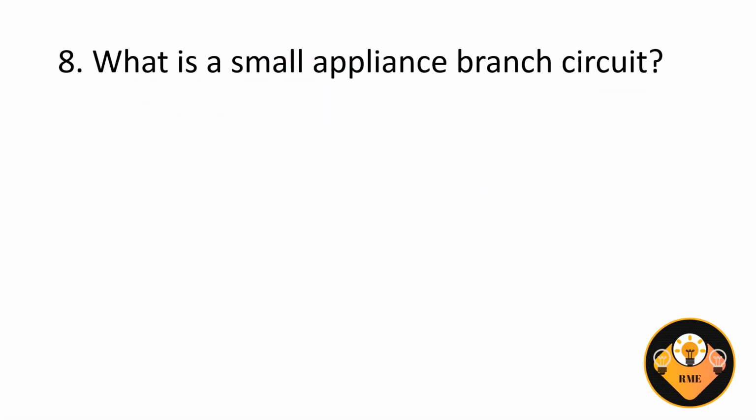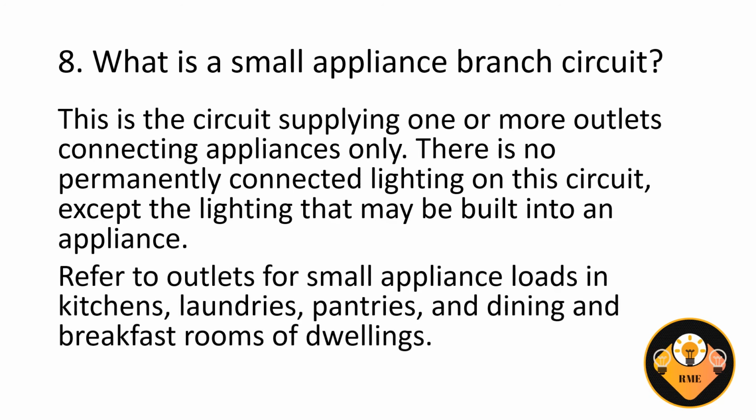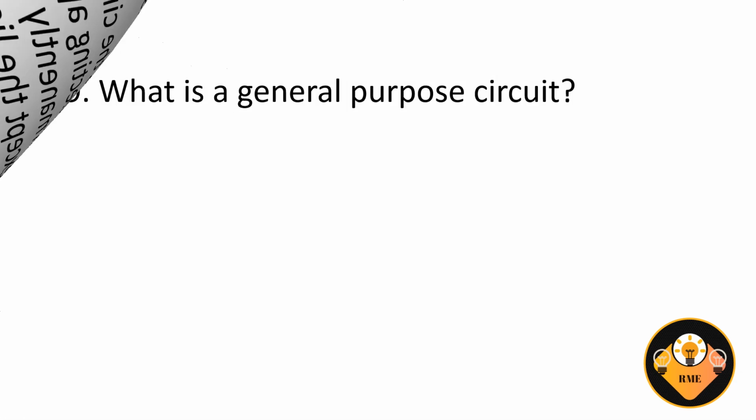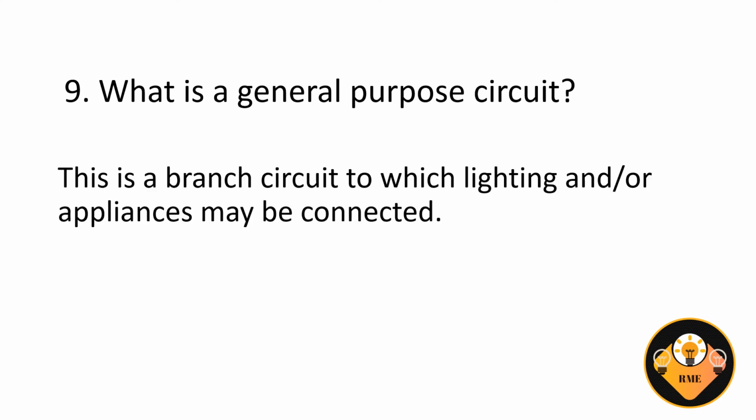Number 8. What is a small appliance branch circuit? This is the circuit supplying one or more outlets connecting appliances only. There is no permanently connected lighting on this circuit, except the lighting that may be built into an appliance. Refer to outlets for small appliance loads in kitchens, laundries, pantries, and dining and breakfast rooms of dwellings. Number 9. What is a general-purpose circuit? This is a branch circuit to which lighting and/or appliances may be connected.